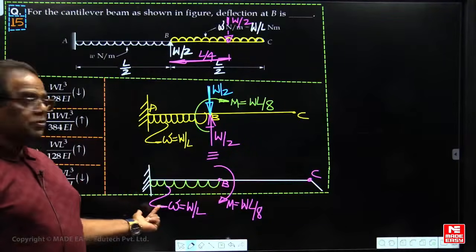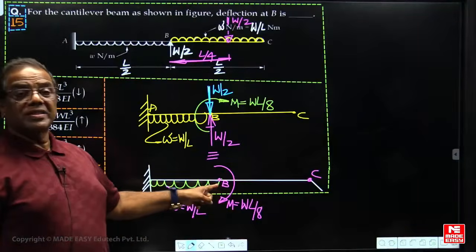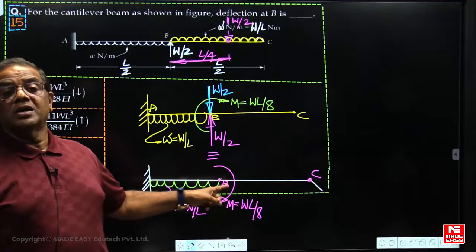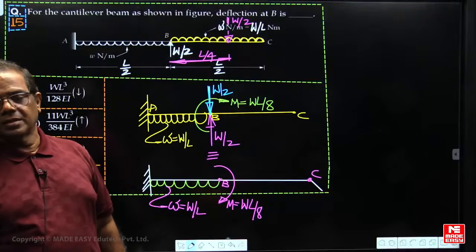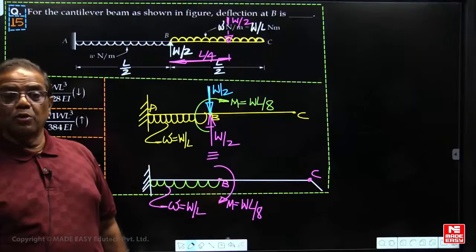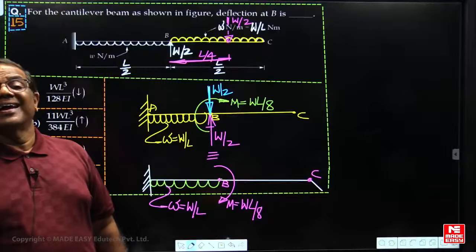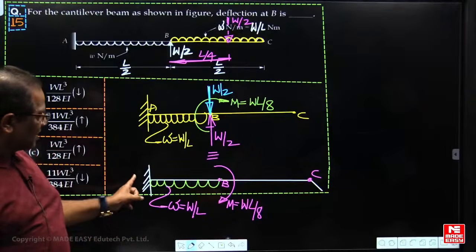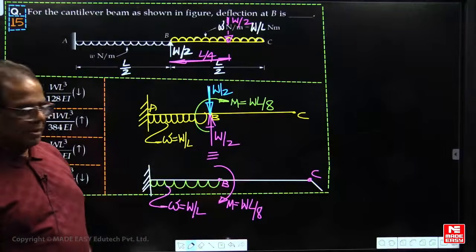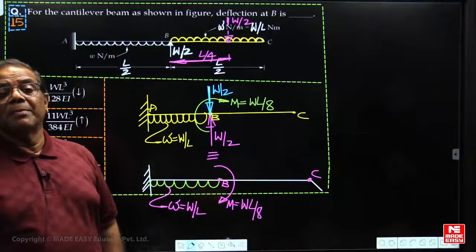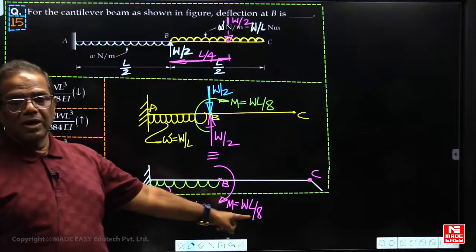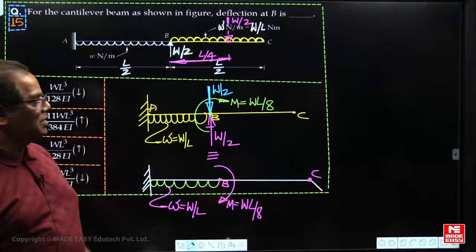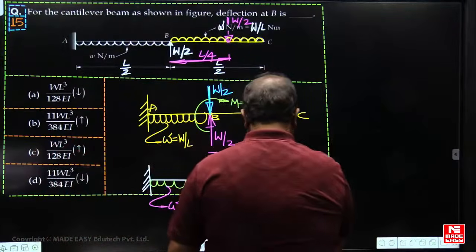Due to this UDL, upward deflection. What is the deflection at B now? Small W L to the power of 4 upon 8 EI. In place of L, what should I put now? L by 2. And what is the deflection due to the moment? M L square by 2 EI. In place of M, W L by 8. In place of L, L by 2. So what is the deflection at B now?